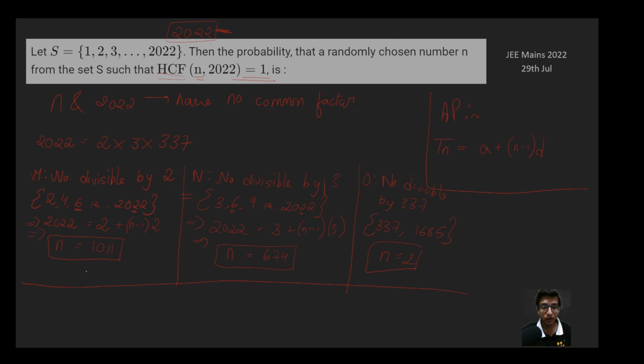So how can we remove that? Simply let us find out another set, let's say L, which is numbers divisible by 6. So the numbers divisible by 6 are 6, 12, 18, and this goes up till 2022. 2022 itself is also divisible by 6. So how many elements are here? Let us use our AP formula: 6 plus (n minus 1) into d, where d is 6. So from here we get n to be 337.